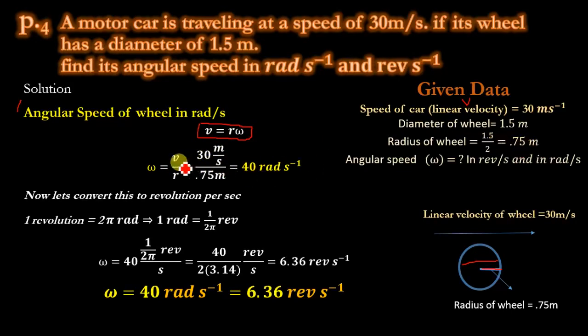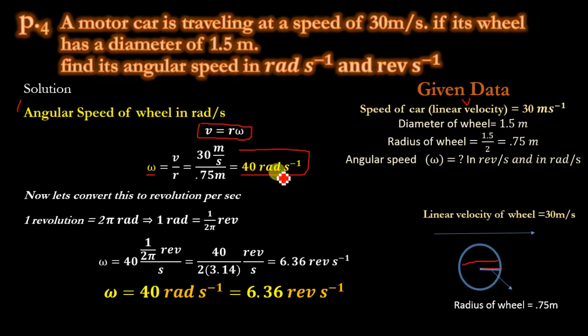Putting the values for linear velocity v and radius r, we get 30 meters per second divided by 0.75 meter. So the angular velocity is equal to 40 radian per second. This is the first part of the problem. We have calculated the angular velocity, which is equal to 40 radian per second.